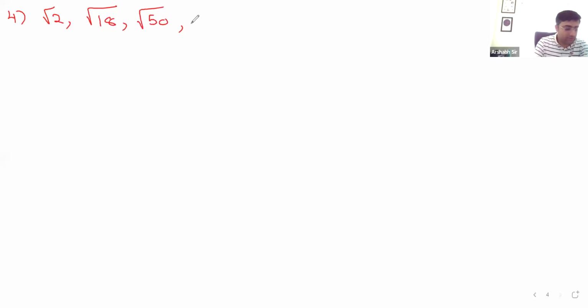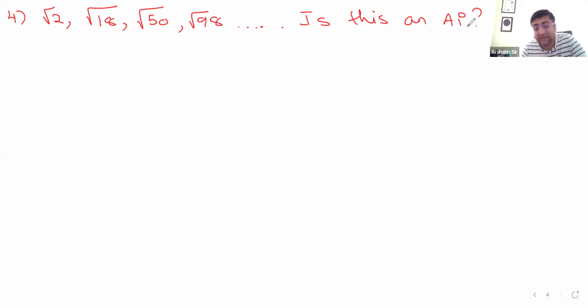Very good. Look at the next type of question beta. Identify करना AP है कि नहीं, ठीक है? So this was question number 3. Question number 4 देखो. We have root 2, root 18, root 50, root 98. Is this an AP? हाँ जी. अगर आपको कोई भी सीक्वेंस दी हुई है, if you are given any sequence, how do you identify whether it is an AP or not? Tell me. The common difference is same. Very good. तो आप चेक करो कि कॉमन डिफरेंस सेम आ रहा है कि नहीं आ रहा. Please check and send me the answer on chat. Yes or no?